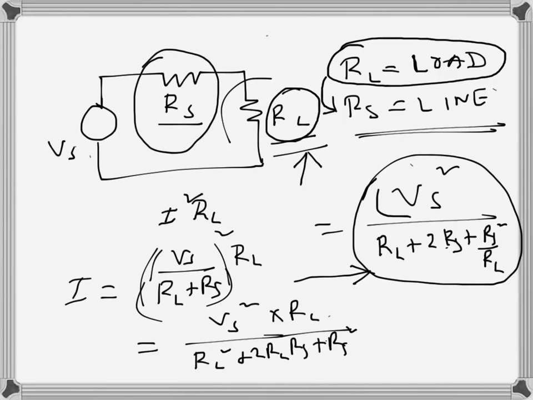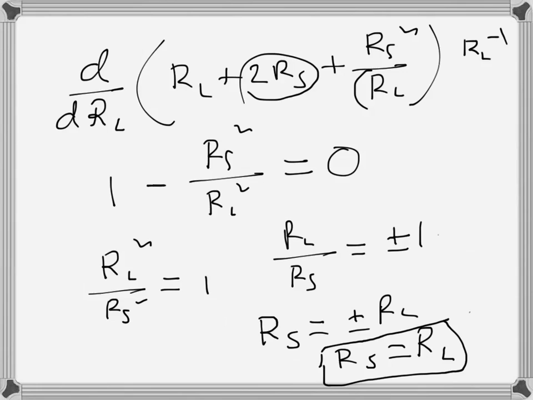But for power transmission in a power system, we want the line drop to be as small as possible. So we want the line resistance to be as small as possible, so that the drop there is small. Anyway, I just wanted to derive this formula here.